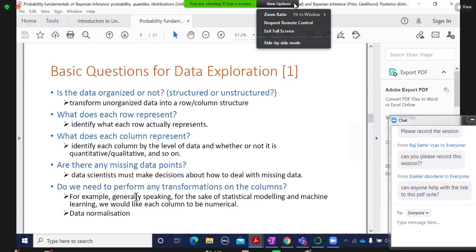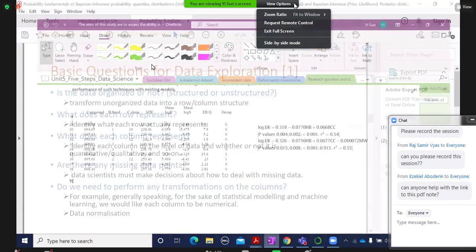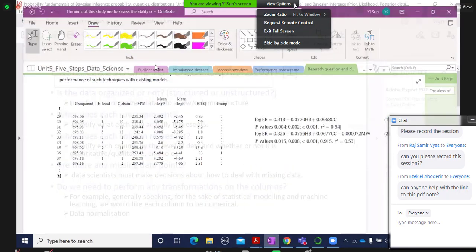Now, do we need to perform any transformations on the columns? So what does it mean here? For example, data normalization we are talking about. Why do we need data normalization? So have a look at here. I prepared an example here.